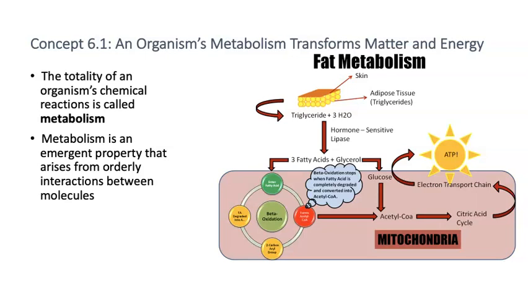Metabolism is basically all the chemical reactions that happen within your cells. And it's actually something called an emergent property. What that means is that metabolism is something that happens as a result of all of the orderly reactions that happen in the molecules. I grabbed this nice picture of fat metabolism just so that you can be aware that it's not just sugar that we focus on when we eventually get into cellular respiration. It's lots of things, but you can see it's a pretty complicated pathway.